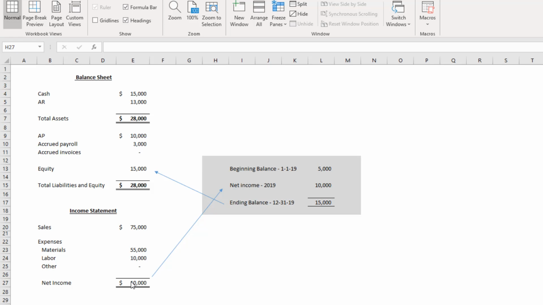Now the way closing out your books works is you take your beginning balance of your equity, in this case $5,000, you add in your net income, so in other words you're closing out all your revenue and expense accounts.